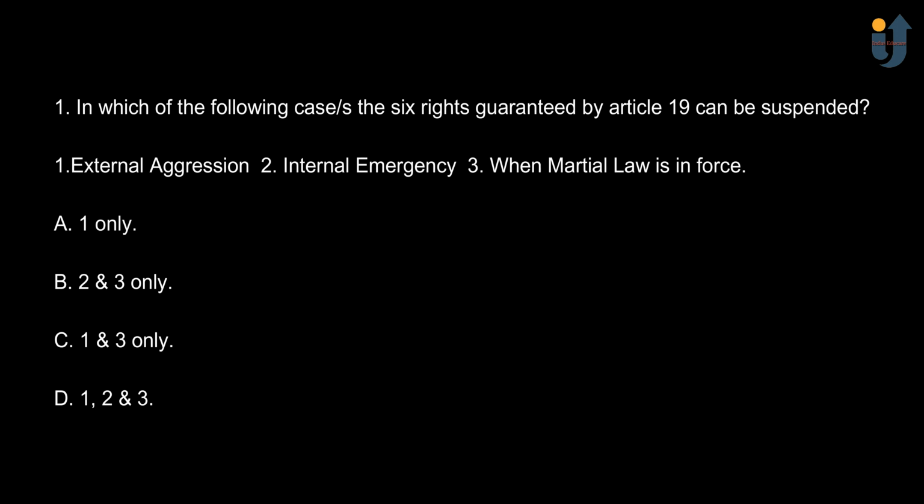The first is, in which of the following cases can the six rights guaranteed by Article 19 be suspended? First, external aggression. Second, internal emergency. Third, when martial law is in force. Option A, 1 only. Option B, 2 and 3 only. Option C, 1 and 3 only. And option D is 1, 2 and 3. The correct option is option C, 1 and 3 only.